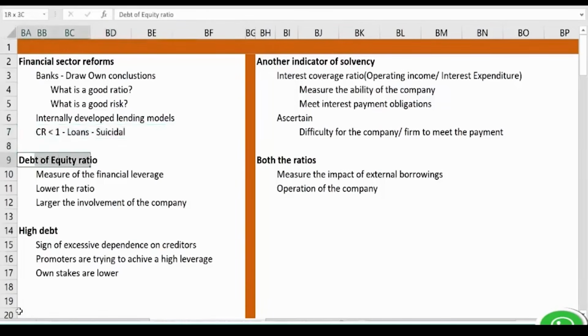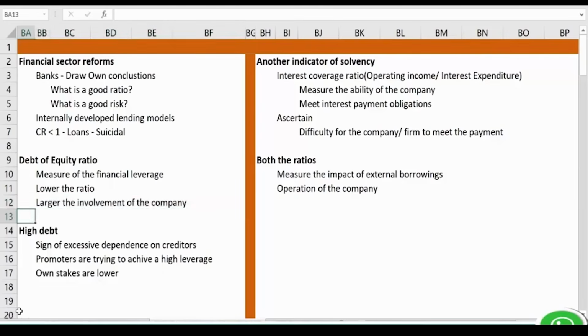Next, let us also talk about solvency, which is measured through the debt to equity ratio. This ratio basically measures financial leverage. We said the current ratio should be greater, greater than 1, greater than 1.33 and all. But for the debt to equity ratio, the lower the ratio, the better for the company. When the ratio is lower, it means there is larger involvement of the promoters. When they contribute more, the ratio will be lower.